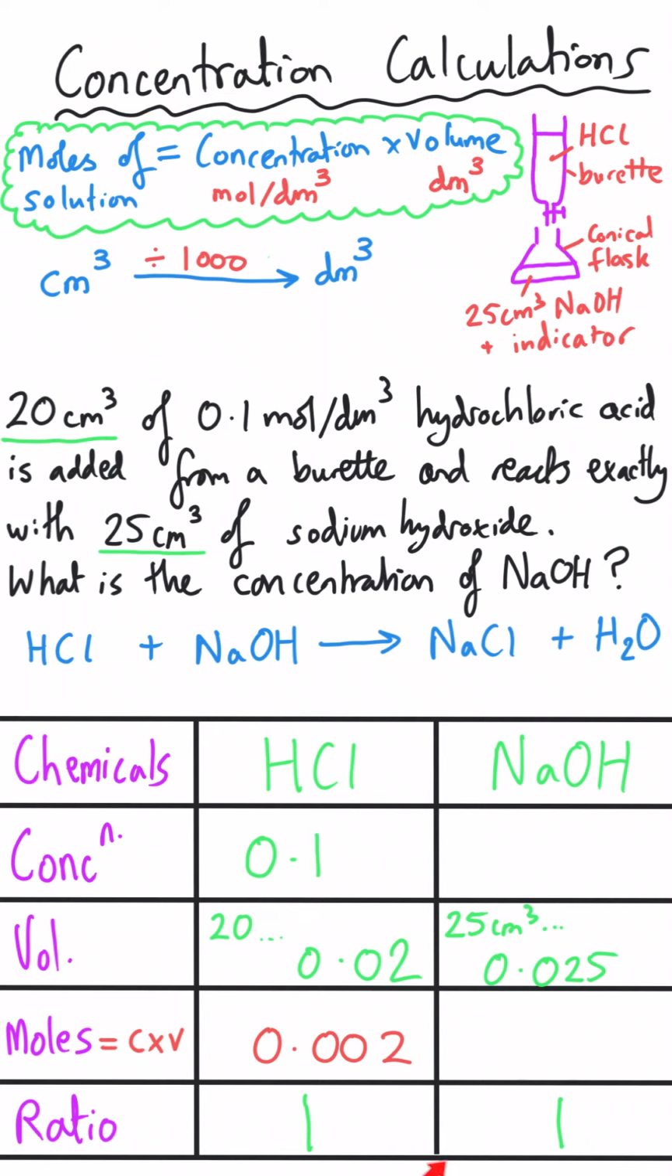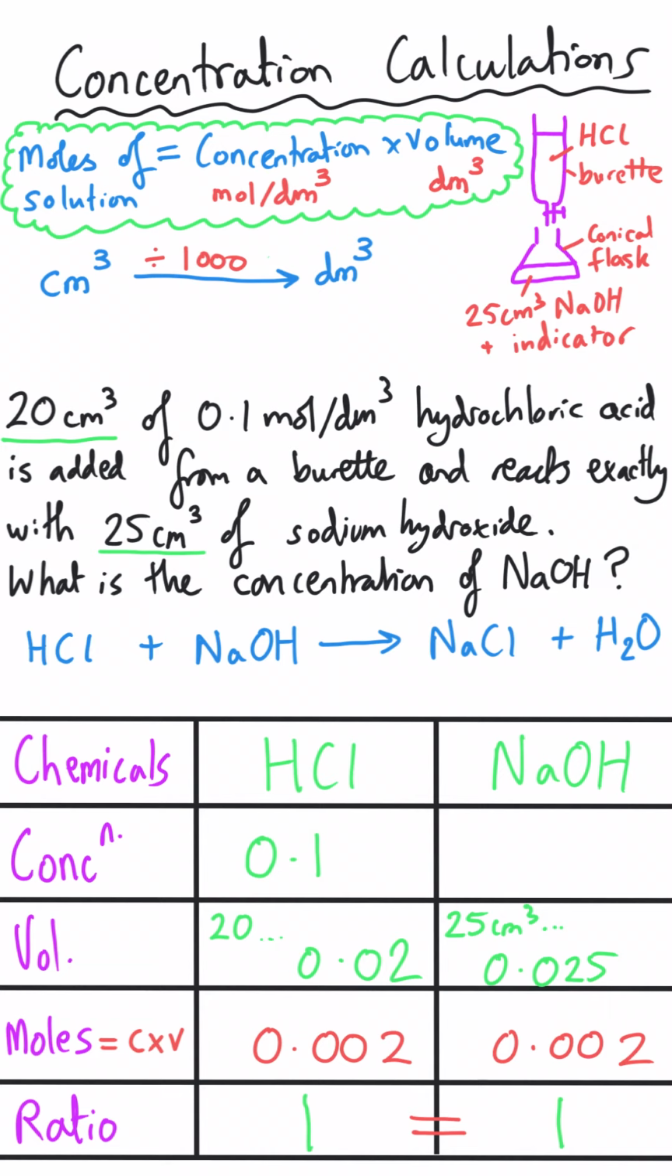It's 1 to 1. And so what that means is, however many moles of HCl we've got, that's the number of moles of sodium hydroxide that are required to react with it. So that means that these two numbers, whatever they turn out to be, they need to be the same number. So 0.002 moles of sodium hydroxide required as well.